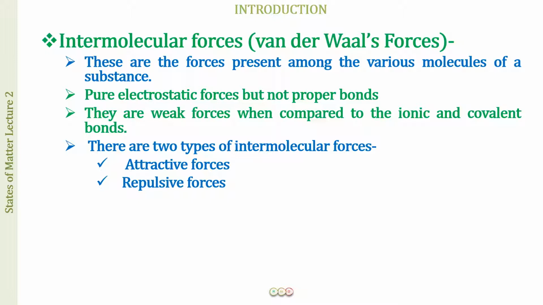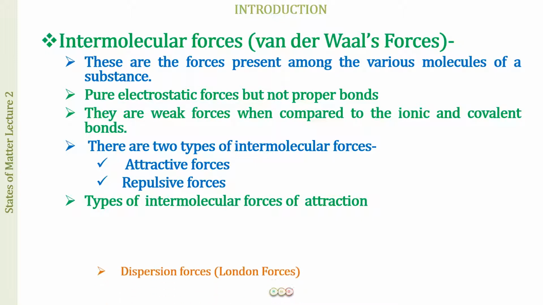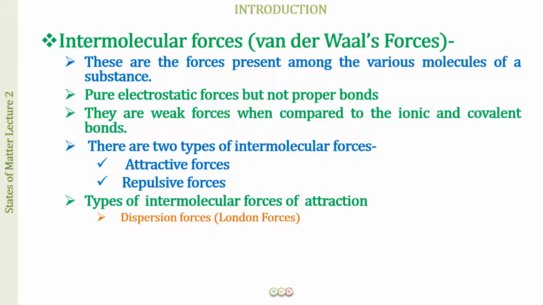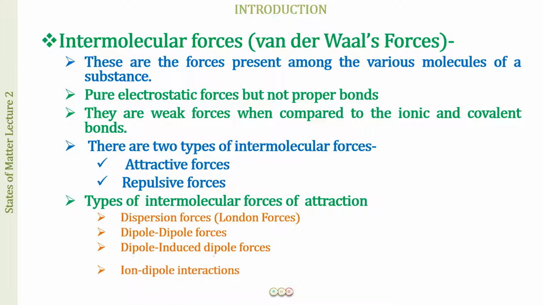Right. So first of all, we will be discussing in detail the various types of attractive forces, because this is something that is very important, and then I will be briefly telling you about the repulsive forces as well. So the various types of intermolecular forces of attraction that we have are the dispersion forces, which we also call the London forces, then the dipole-dipole forces, the dipole-induced dipole forces, the ion-dipole interactions, and the hydrogen bond. So we will be discussing them in detail one by one.